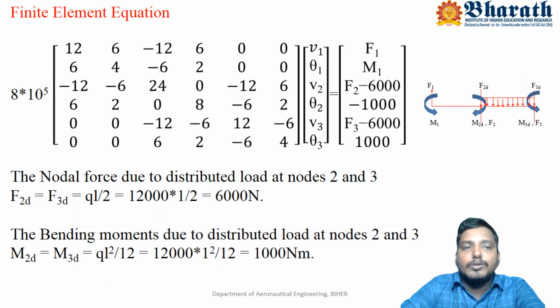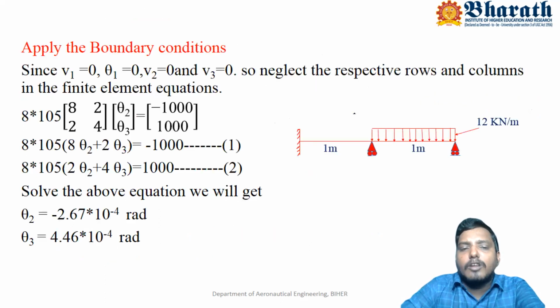Once we formulate the finite element equation, we have to apply the essential boundary conditions. What are the essential boundary conditions here? Node 1 is a fixed support. We initially assume the beam is axially rigid, so we need not worry about the horizontal displacement. Therefore, it will offer one vertical reactive force. It will restrict the lateral movement at nodal location 1, therefore V1 is 0. It also offers a bending moment, that means M1 has some moment at nodal location 1. Therefore, the rotation theta 1 is also 0.